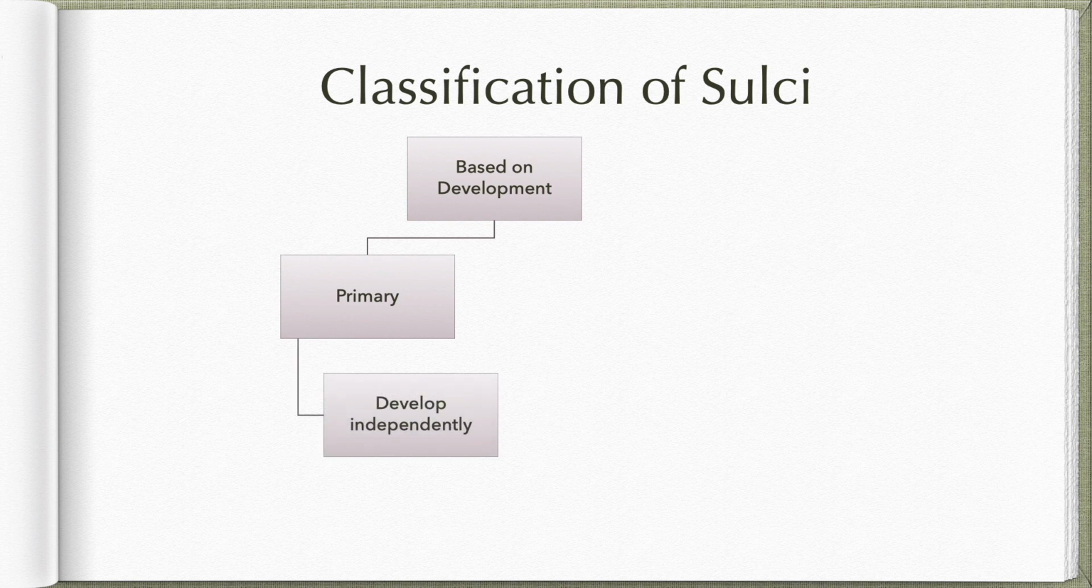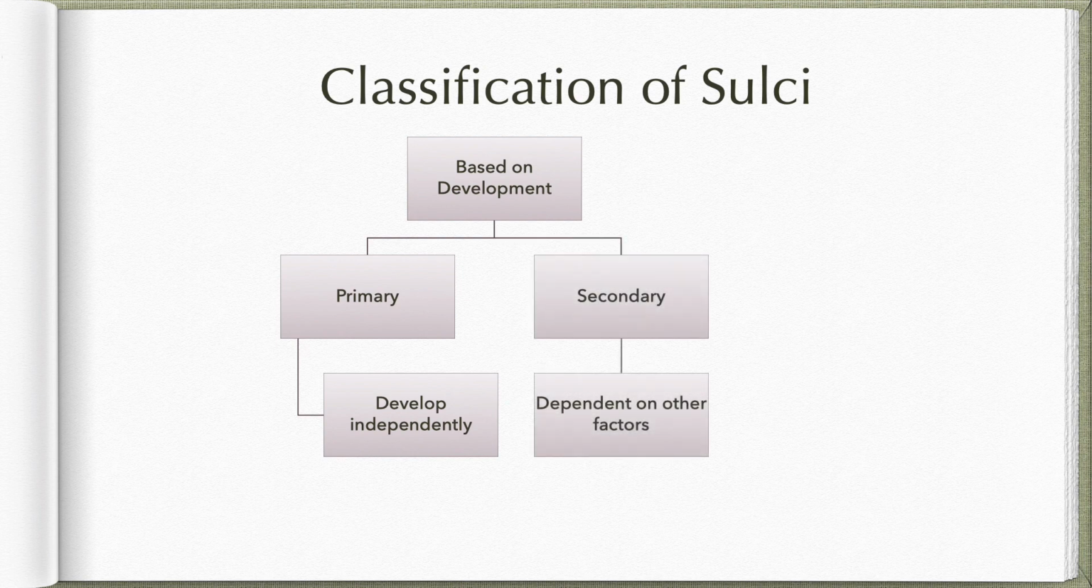Sulci are variably classified. Based upon development, they are classified as primary sulci, which develop independently or are genetically programmed, or into secondary sulci. These develop based upon some other factors. Two such secondary sulci are, one, the lateral sulcus.